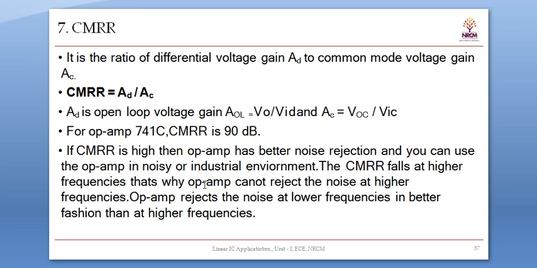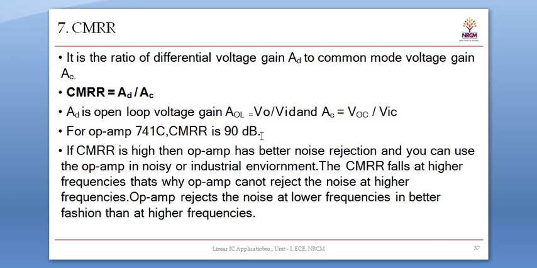The value of common mode voltage gain, ideally, should be 0. If AC is 0, then CMRR is infinite. Practically, AC has some small value and AD has some large value, so a large value divided by a small value makes CMRR very large. That's why CMRR is expressed in dB, and the value of CMRR is 90 dB.